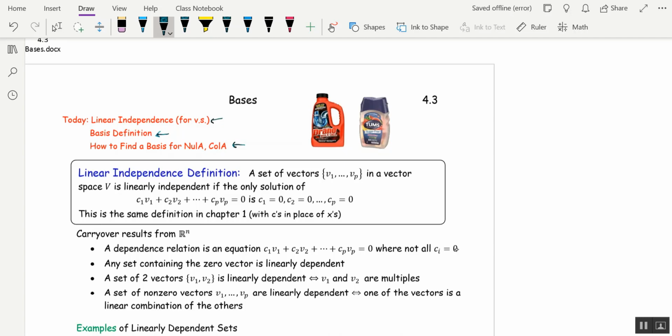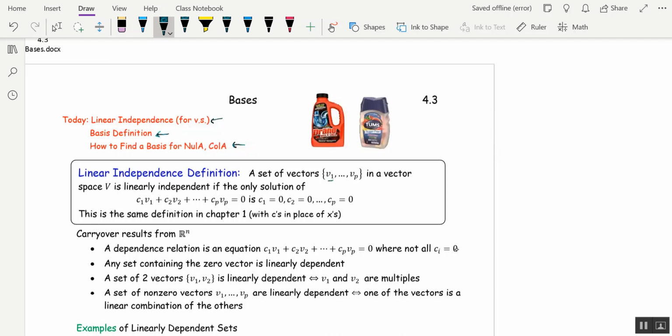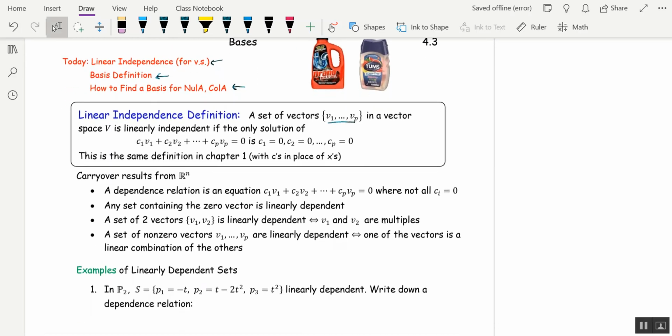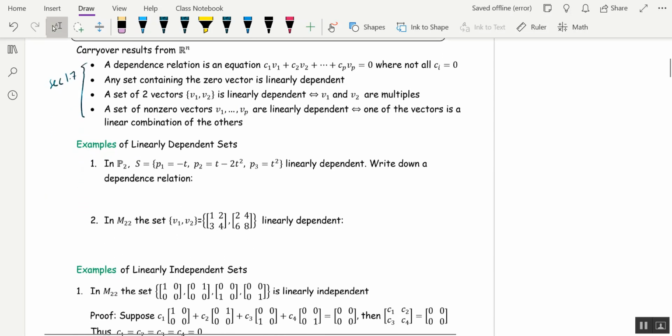Now I've got that definition in this box here, and this is the same definition we learned back in section 1.7. The only thing that's changed is that now it's a more general definition for any set of vectors in a vector space V. They don't have to be vectors in Rn. And so all of the results we learned back from Rn still carry over. These are all from section 1.7, so I'm not going to read through those. Let's look at some examples of linearly dependent sets and then some examples of linearly independent sets where the vectors are not from Rn, so we can get a feel for what this means.